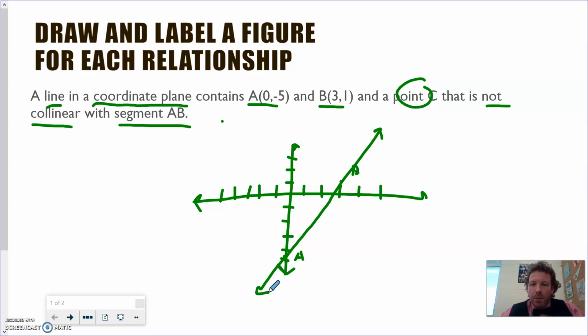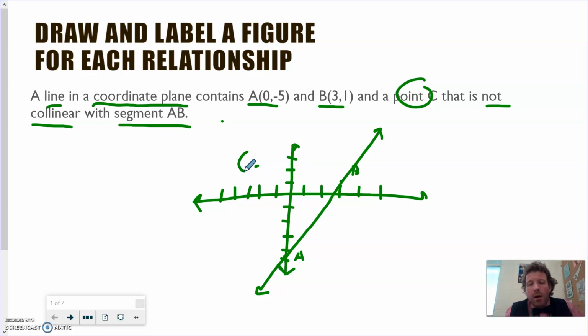The second part says that we need to put a point C that's not collinear. Well, all that means is we can't put C on this line at all, okay? It can't be on the line. So I'm going to go ahead and just put it anywhere I want to, not on the line. I'm just going to plop it right here. I'm going to call that point C.